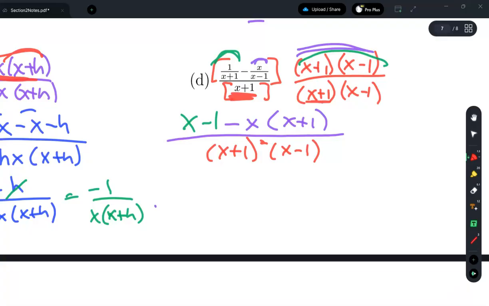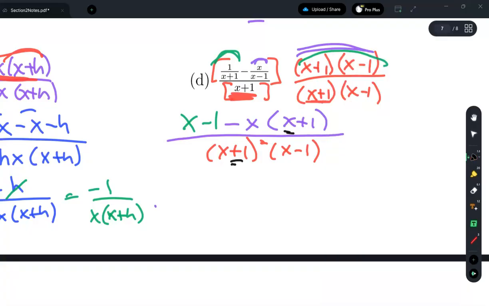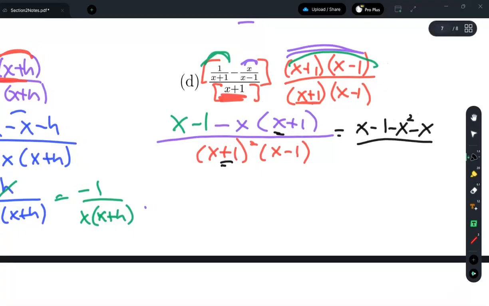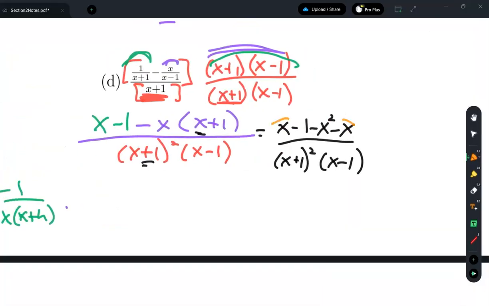And don't do bad math and cancel things, because this would be really bad to cancel one of those. You need to multiply this numerator out: x minus 1 minus x squared minus x. And this is x plus 1 squared times x minus 1. Oh, I can see that these two x's go away. So I'm left with negative 1 minus x squared over x plus 1 squared times x minus 1.